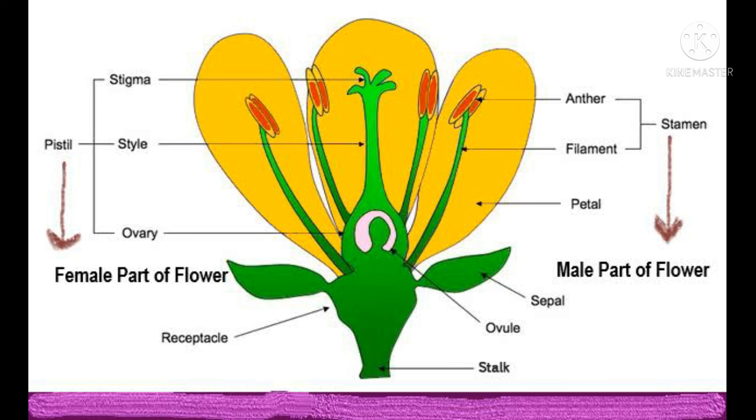Pollinating agents transfer pollen grains from anther to the stigma of the flower. This transferring of pollen grains from anther to the stigma of the flower is known as pollination. I hope you understand very well about the parts of a flower and about pollination.